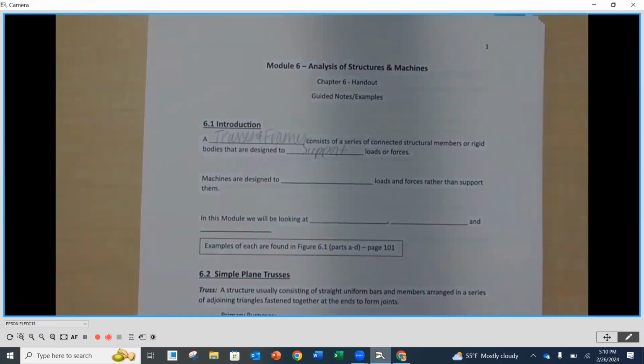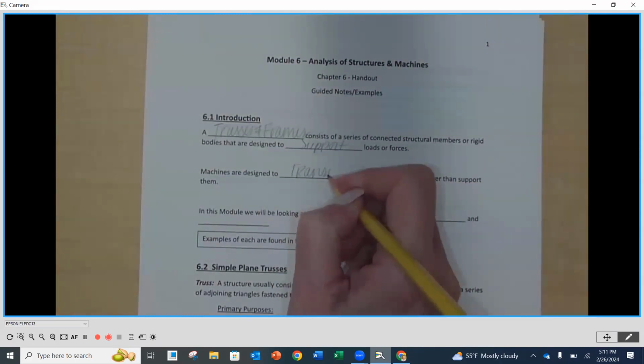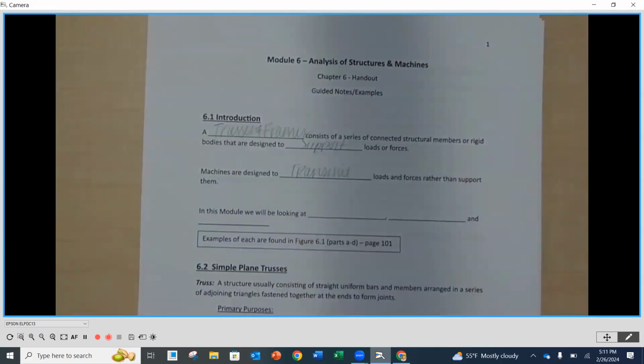Frames and trusses really do the same job in the end. They support loads and forces safely. The way that they do it is slightly different, but they really do the same type of end job. A machine, on the other hand, is designed to transmit loads and forces rather than to support them. So they're taking a load from one place and going to another.